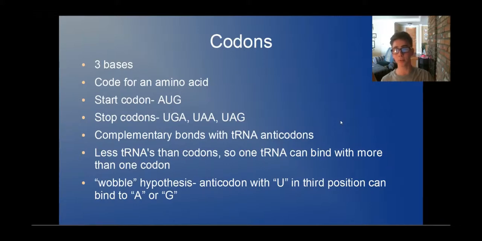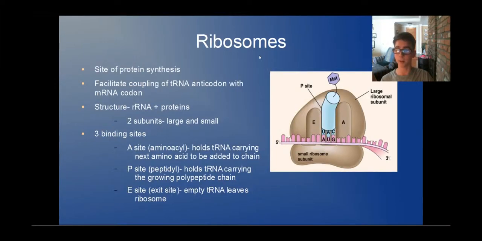And so the codons were the 3 bases, and they code for an amino acid. Some common codons are your start codon, which is AUG, and your stop codons can be either UGA, UAA, or UAG. The codons are complementary bonds with the tRNA anticodons, and there's less tRNA than codons, so the tRNA can bind with more than one codon. And there's the wobble hypothesis, which says that the anticodon with U in the 3rd position can bind to A or G, so you get a little discrepancy when you're in translation, I'm sorry.